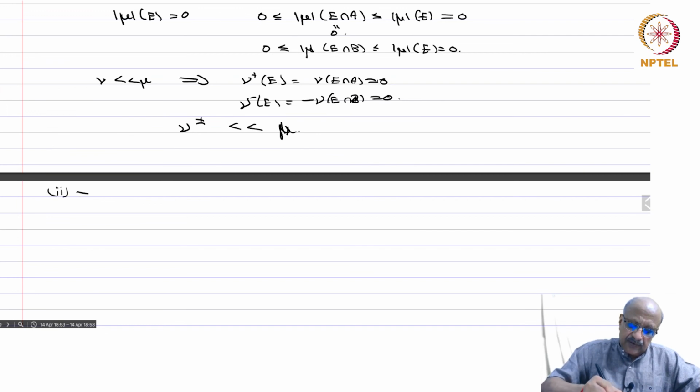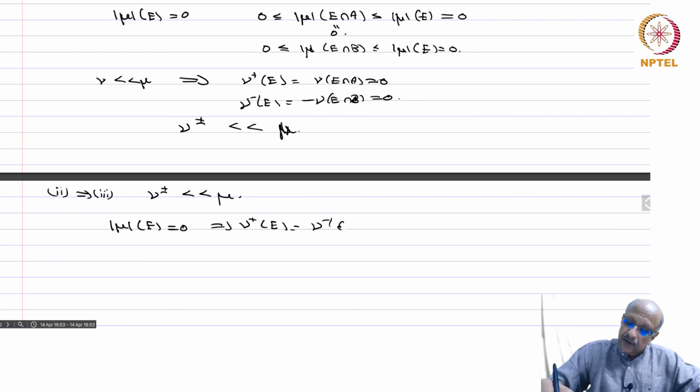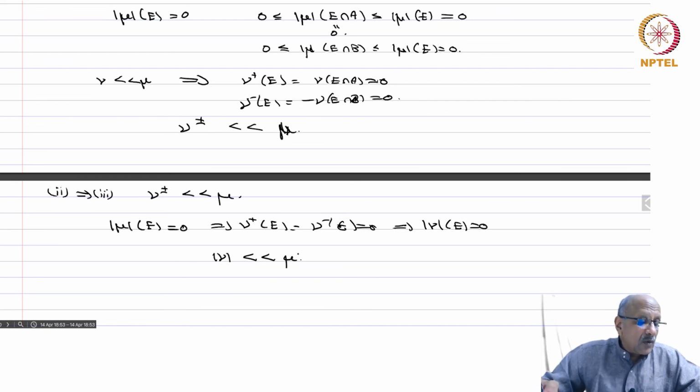Two implies 3. So if nu plus minus are absolutely continuous with respect to mu, so mod mu of E equal to 0, this implies nu plus of E equals nu minus of E equal to 0. This implies that mod nu of E equal to 0, and therefore mod nu is absolutely continuous with respect to mod mu.